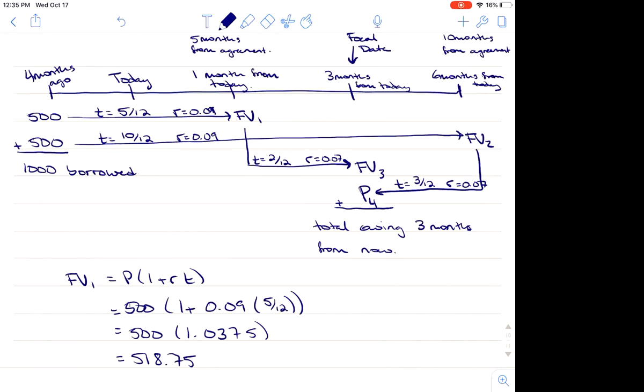It would start from that future value, because she agreed to pay 9% to 1 month from today. And then he says, well, I'll give you a deal. If you're paying early, then I'll make it 7%.